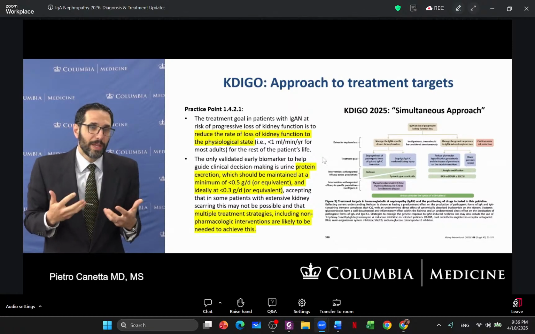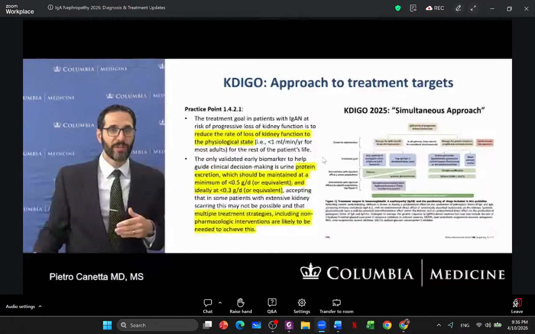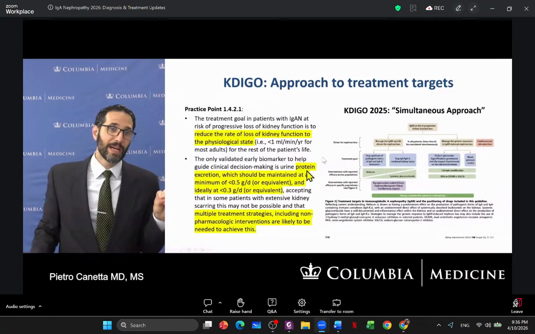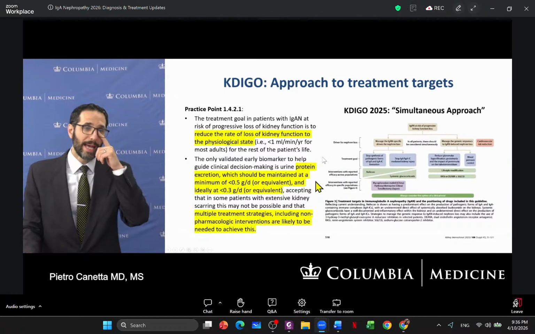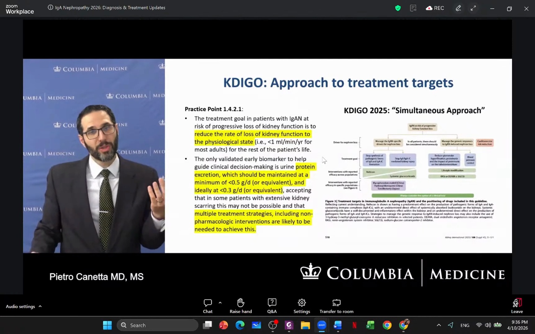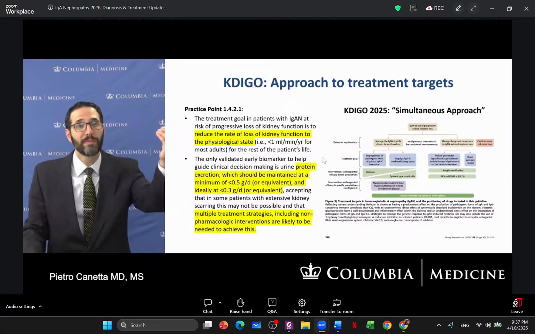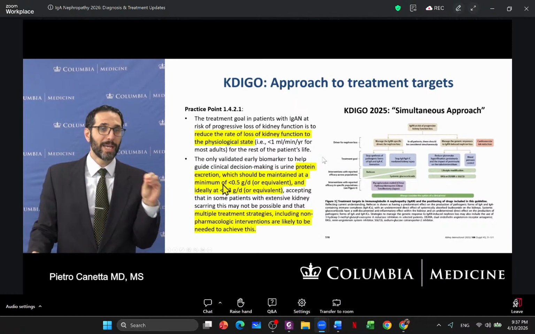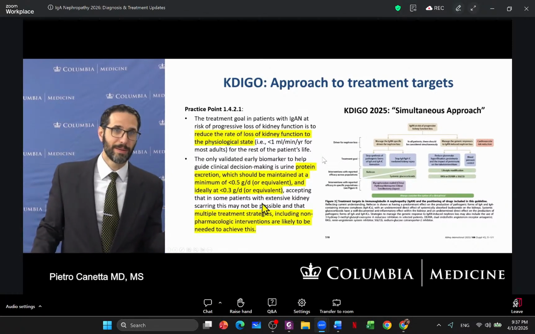So what we really need is something to tell us, well, what is going to be the best predictor of the slope of the GFR? And here we have proteinuria. So the only validated biomarker to help us guide decision making is proteinuria. And indeed, I think proteinuria is also the best biomarker to judge what the slope of the GFR will be in the future. And what KDIGO has suggested is to get protein excretion at a minimum of 0.5 grams a day or equivalent, and ideally at less than 0.3 grams a day or equivalent.